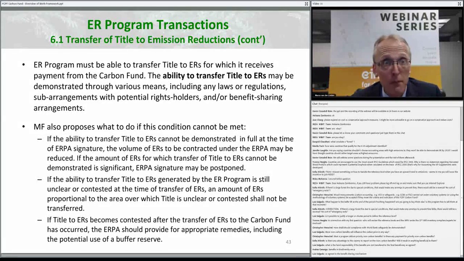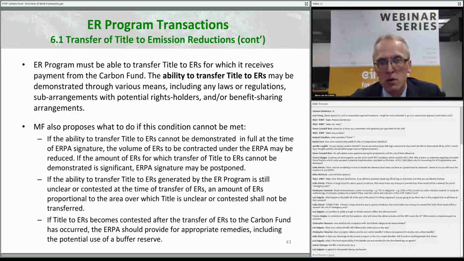If it's still unclear and contested at the time of the transfer of emission reductions, that might mean that part of your emission reductions that you've created cannot be paid for, even although they were part of the original contract. And if they become contested after the transfer, then the contract will have certain remedies to deal with it, and that might include another set-aside, another buffer, depending on the risk for this situation.